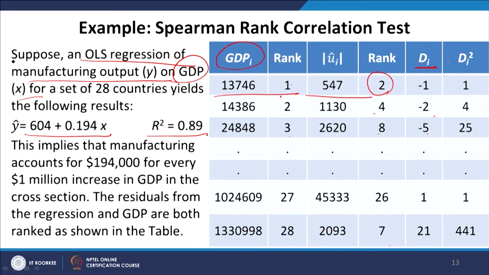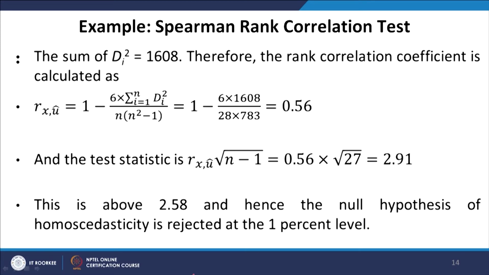And then I consider d i square. So, minus 1 square is 1, minus 2 square is 4 and so on. The sum of d i square turns out to be 1608. Therefore, the rank correlation coefficient is calculated as 1 minus 6 into the summation d i square, which is 1608, divided by n into n square minus 1, which is 28 multiplied by 783. This gives us a value of 0.56.